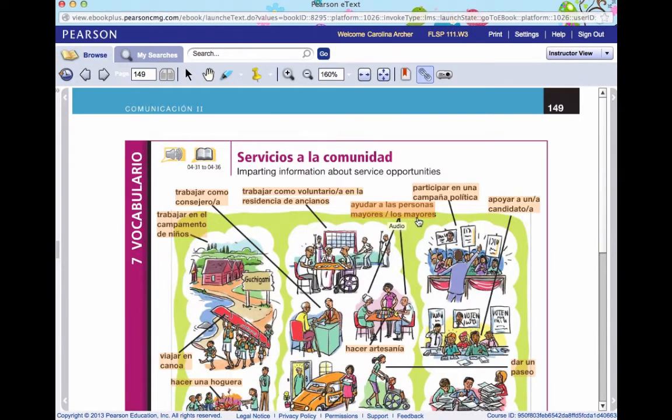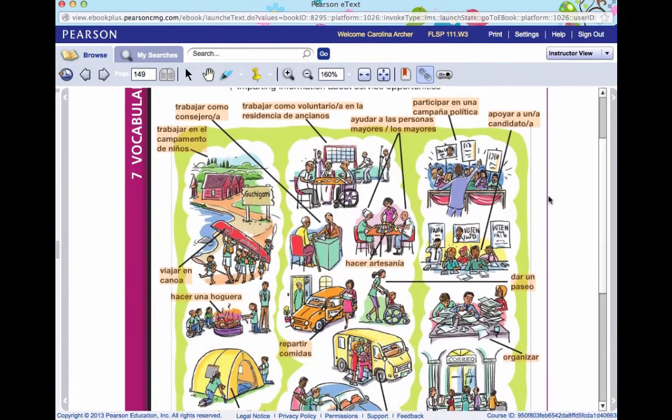Ayudar a las personas mayores, to help elderly people. Participar en una campaña política, participate in a political campaign. Apoyar a un candidato, support a candidate. Dar un paseo, go for a walk. Hacer artesanía, to do crafts.